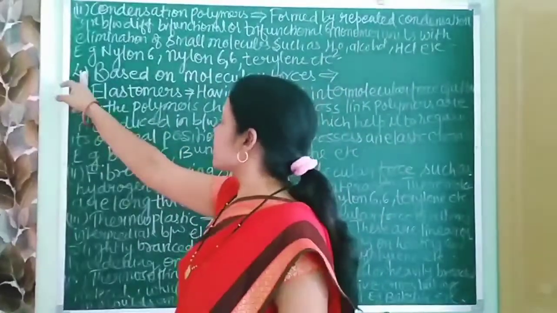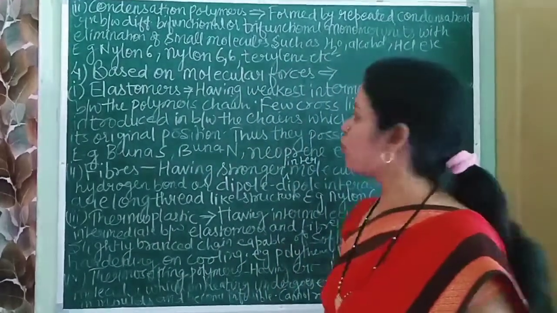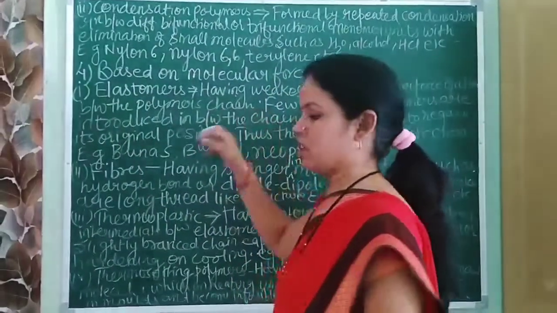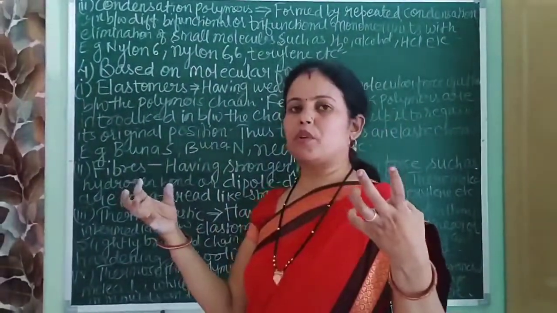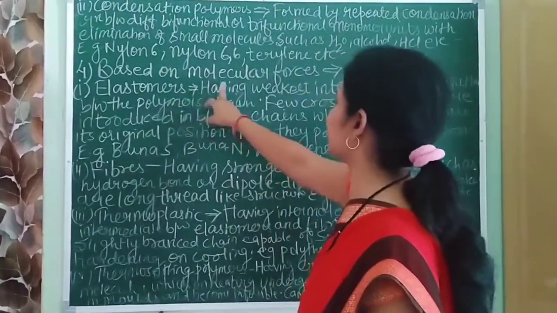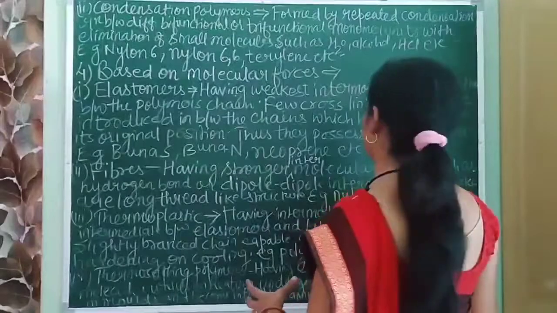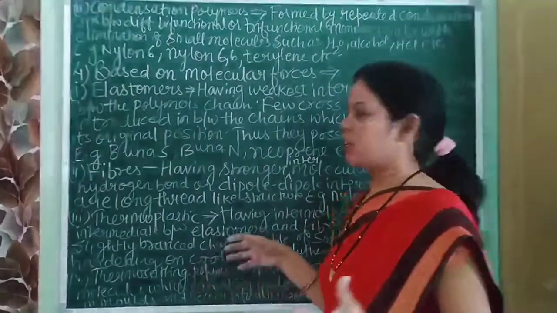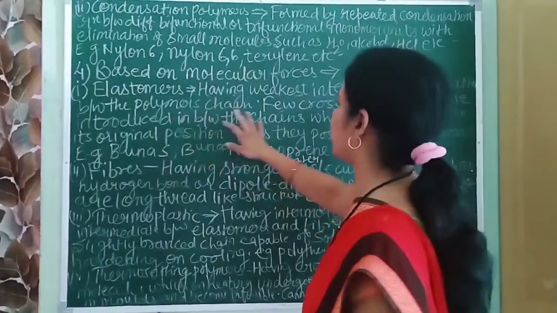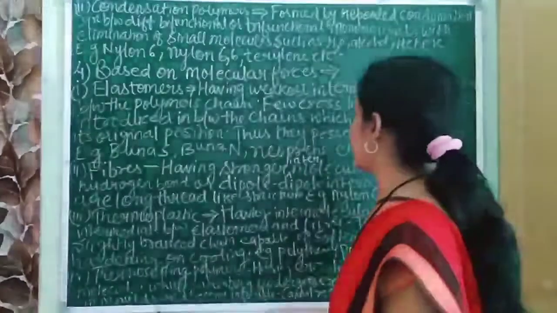Now, next is classification based on molecular forces. First one is elastomers. Based on the forces between molecules, these are the polymers having the weakest intermolecular force. Intermolecular means force between two molecules. So here the intermolecular force of attraction between the polymer chains is weak.